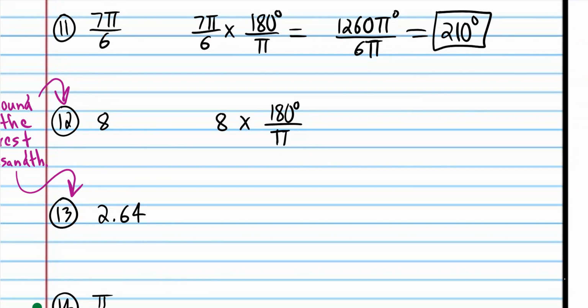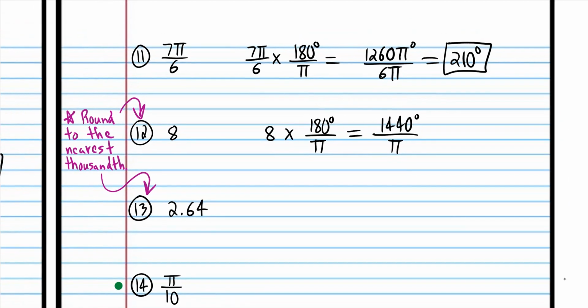We're going to convert to degrees, and this is where we really need our calculator. 8 times 180 is 1440 degrees, and we could leave our answer in this form, but when you write an angle measure in degree units, you really don't want to leave it like this, because that doesn't really tell us much. So we're going to take 1440 and divide it by pi.